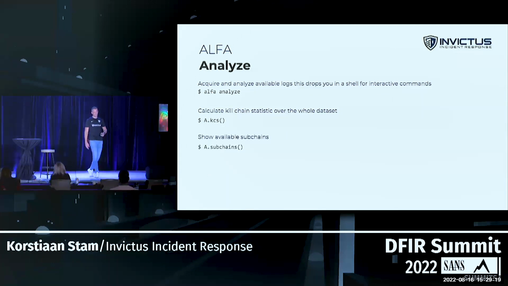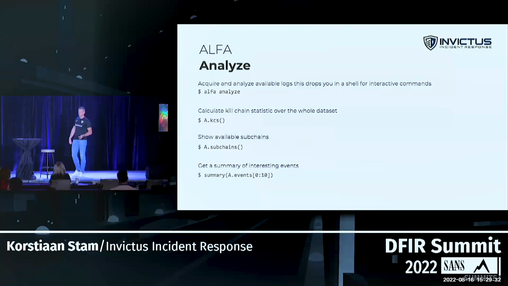You can run the a.subchains command, which will automatically show you all the identified chains with a value higher than 0.6. And what you can do within the tool as well is get a summary of the events within a certain slice of the data. So let's say we have a subchain that consists of event 1 to 8. We can use the summary command with 1 semicolon 8, and we get a summary of the events, which is nice, but I'll show you what it looks like.